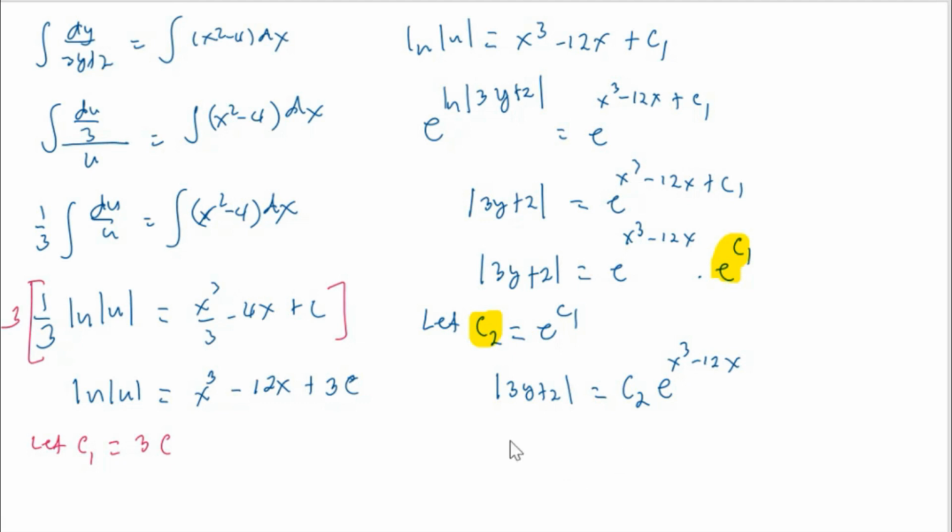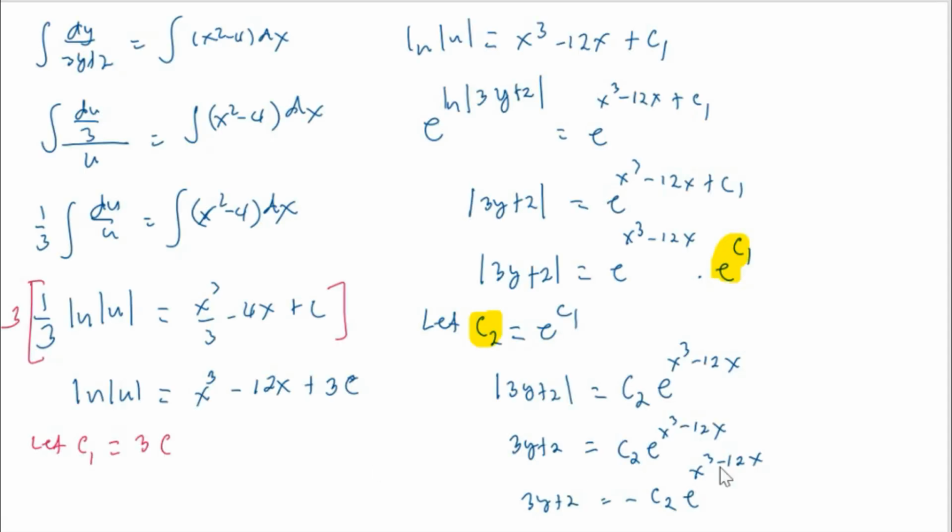The first one can be 3y plus 2 is equal to c sub 2 of e raised to x cubed minus 12x. And the other one, we have 3y plus 2 is equal to the negative of c sub 2 of e raised to x cubed minus 12x. Now, if we are going to solve for y, then we are going to transpose.